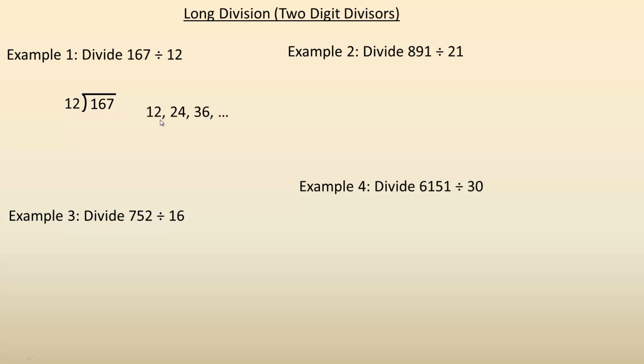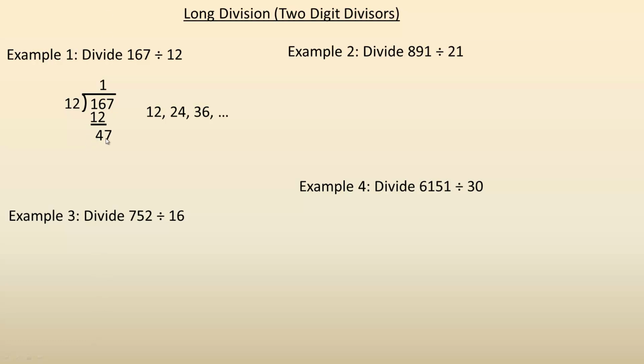So let's write the first few multiples of 12: 12, 24, 36. We're dividing 12 into 16, and 16 is between 12 and 24. So it will go in once with a little bit left over, but it won't go in twice or more. So we put a 1 above the 6 here, and 1 times 12 is 12. And we're going to subtract, so 16 minus 12, or 6 minus 2 is 4. 1 minus 1 is 0, so there's nothing written here.